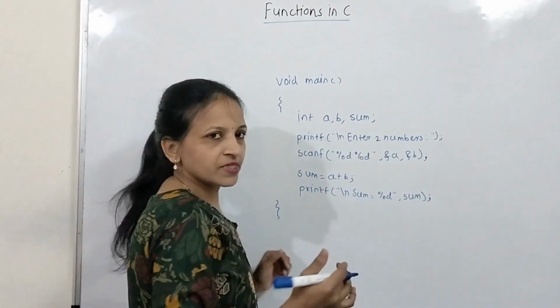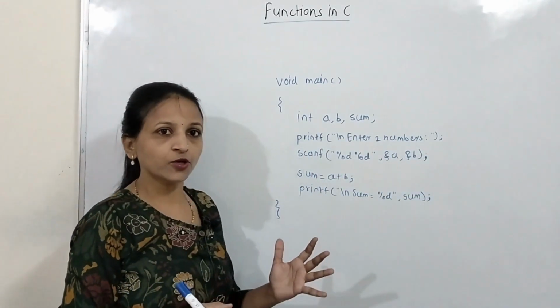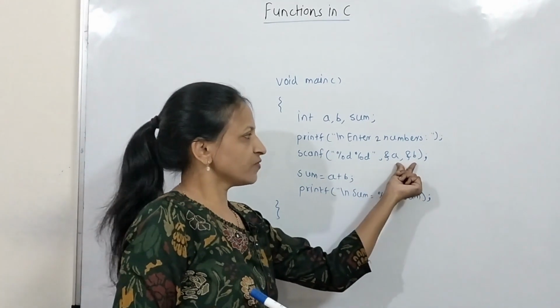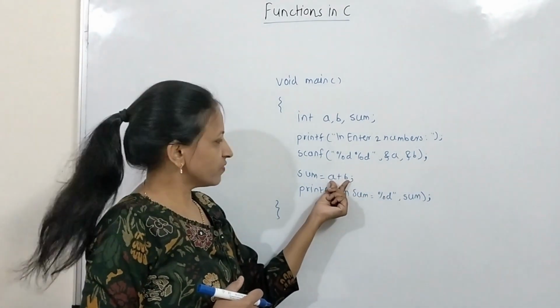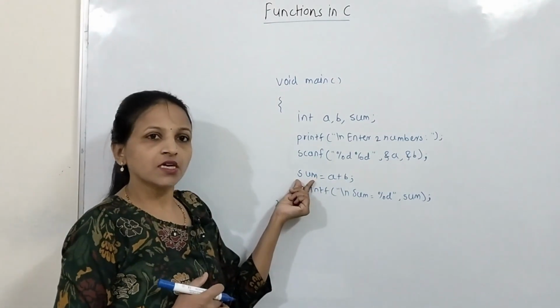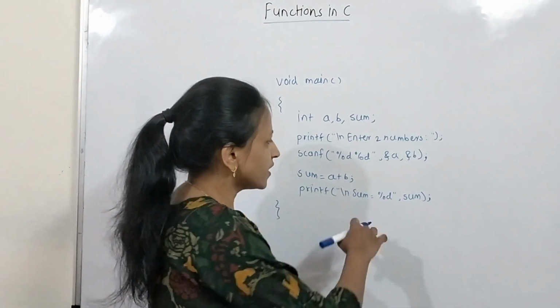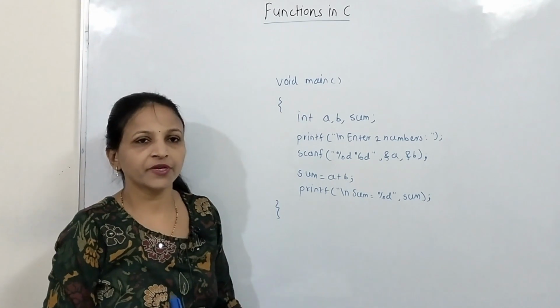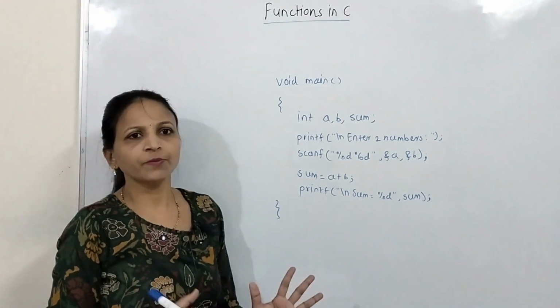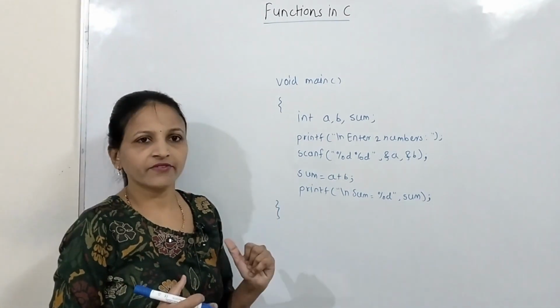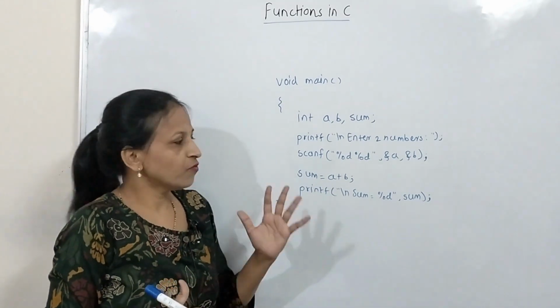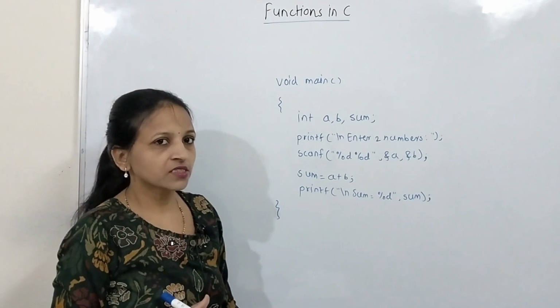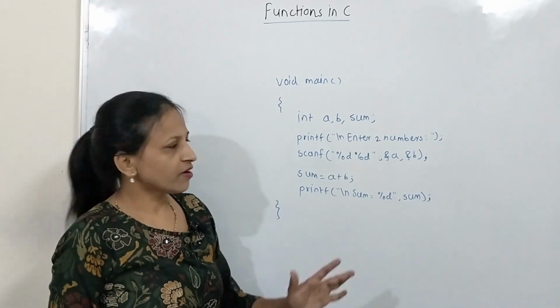After displaying this message, the user will enter two numbers, and those two numbers will get stored inside a and b. Using that a and b, the addition will be stored inside sum, and then we are displaying that sum value with the help of this printf. This is just a simple program in C language to do addition of two numbers. Okay, if I want to do this task only once, then no problem, I will write like this.